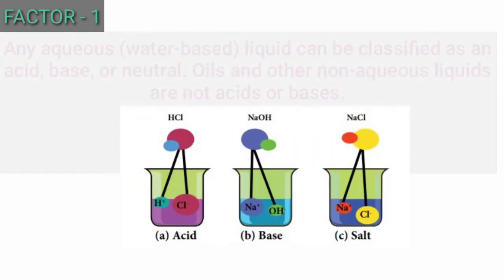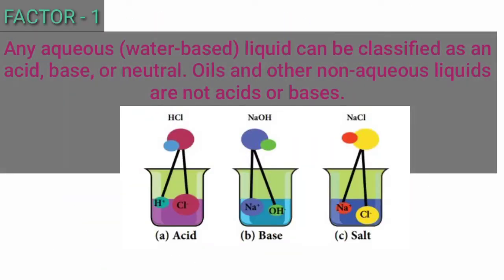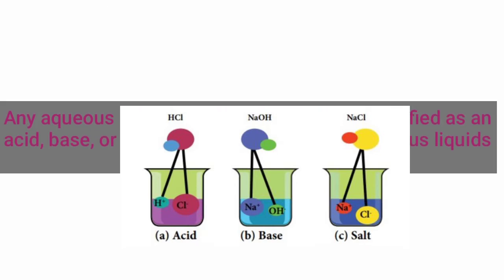So let's start. Fact number 1: any aqueous liquid can be classified as an acid, base or neutral, while other non-aqueous liquids are not acids or bases. In this picture, A is an acid, that is hydrochloric acid, B is a base, that is sodium hydroxide, and C is a salt, that is sodium chloride.